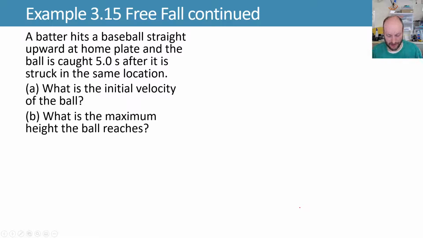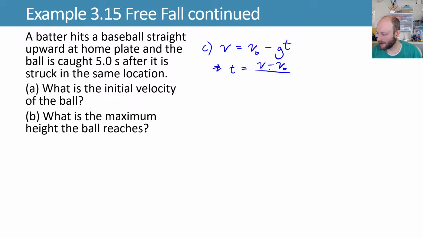How long does it take to reach there? Using the same information from our previous setup, we now need an equation that gives us the time. So we'll say that my final velocity is equal to my initial velocity minus gravity times time. Solving this for time, we get the difference between initial and final velocities divided by gravity.